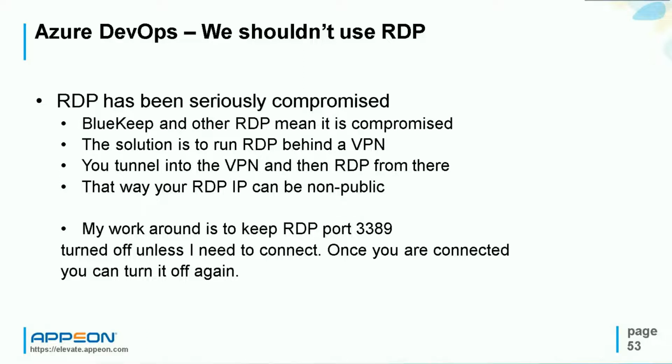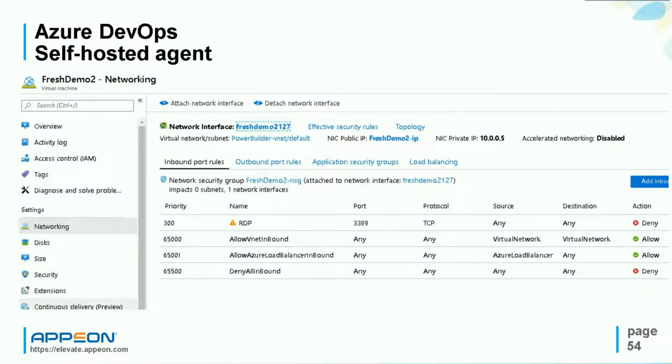You can turn it off after you're connected, and your session will stay connected as long as you're working with it. But you can turn off RDP once you're connected. I hope that makes sense. Okay. So now we have our new VM and we have RDP, and as you can see, this is how I turn it off. You select on this and you can change the properties and turn it off. Right here, this line says priority 300 RDP, and in the action it says deny. So right now it's turned off. If I'm going to connect to this machine, I have to turn that on, and then I connect, and then I come back here and turn it off again.